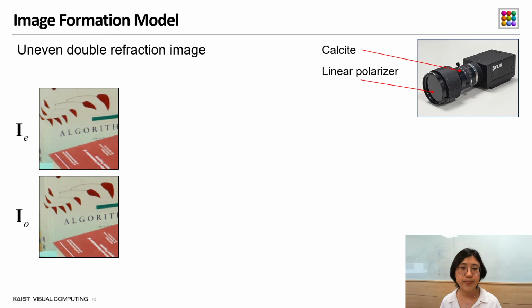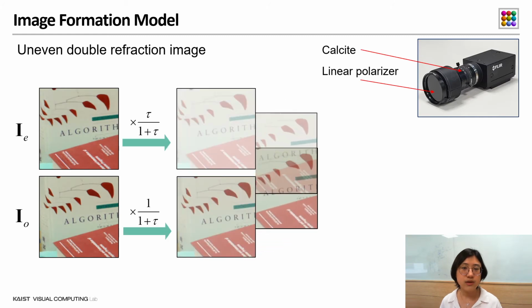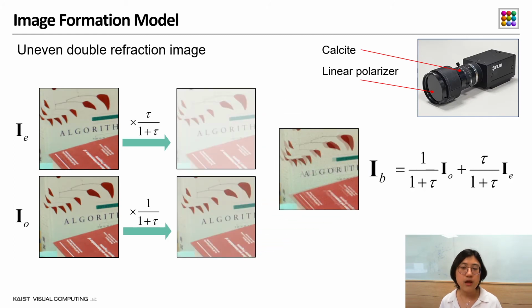To restore the stereo images without depth information, we formulated an image restoration problem from an uneven double refraction image. Placing a linear polarizer in front of the calcite medium attenuates the o-ray and e-ray with a different ratio. In our method, the input double refraction image is the superimposed sum of the weighted o-ray and e-ray images.